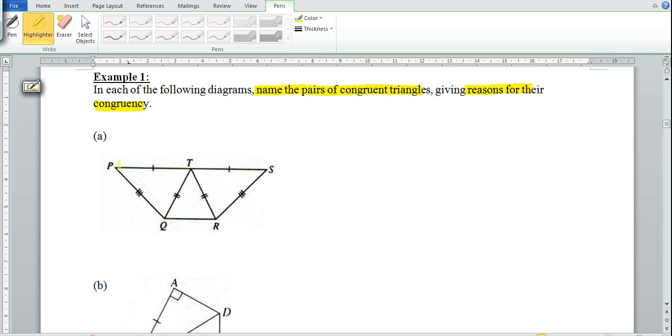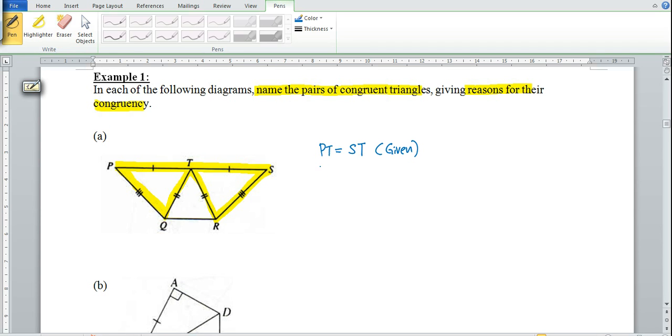From part A, we can tell that triangle PTQ has corresponding sides with the same length. So these are the congruent triangles that we are going to prove, okay? So let us write down the reasons. Now, PT is equal to ST, okay? So this is given from the diagram.